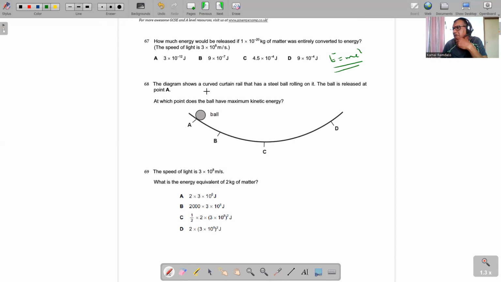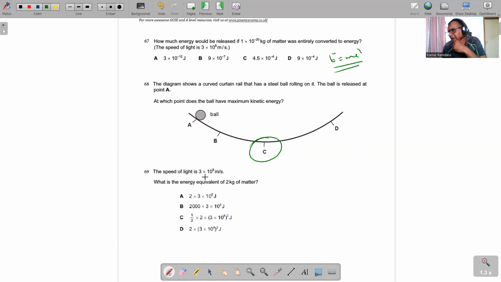The diagram shows a curtain rail that has a steel ball running on it. The ball is released at point A. Maximum kinetic energy: normally, potential energy is minimum, there will be maximum kinetic energy at C. OK? Because there is potential energy. All the potential energy has been converted to kinetic energy and also heat energy. OK? Because of friction along the curtain rail.